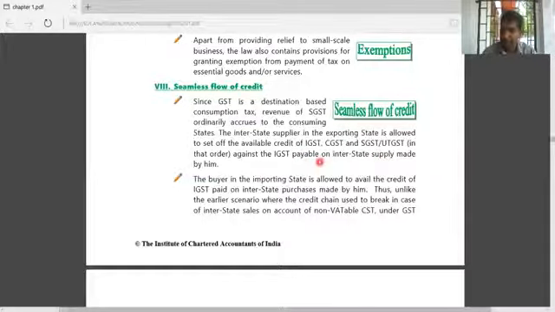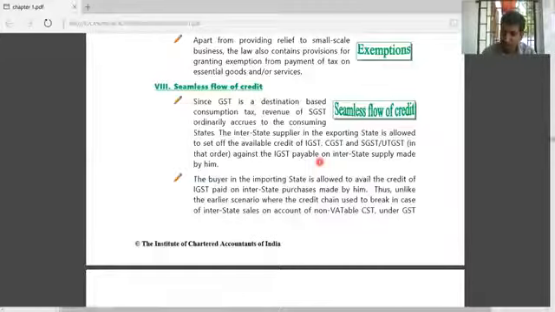Suppose I supplied goods, and it is actually an interstate supply. So in case of interstate supply, I charged IGST. Okay, I issued an IGST invoice. So IGST on outward supply. Now I have to remit IGST to the central government.